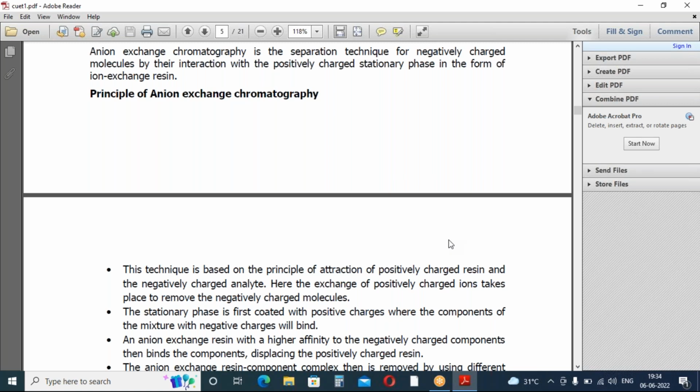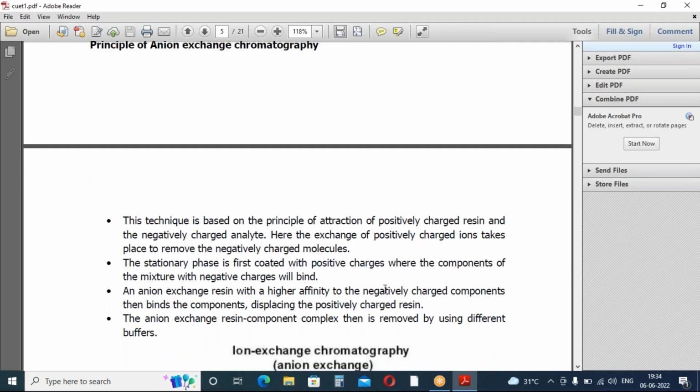Here the exchange of positively charged ions takes place to remove the negatively charged molecules. Due to the attraction between the types of molecules, the exchange is taking place. How are we preparing these phases? First of all, the stationary phase is coated with the positive charges, and then the components containing different charges are passed through it. The negative charges bind with the positive charge, and that causes the separation.